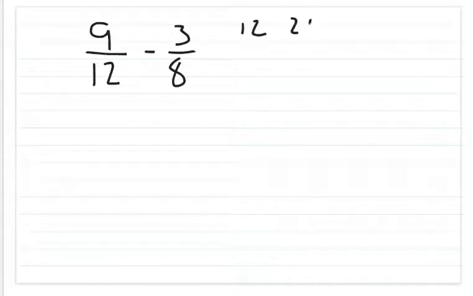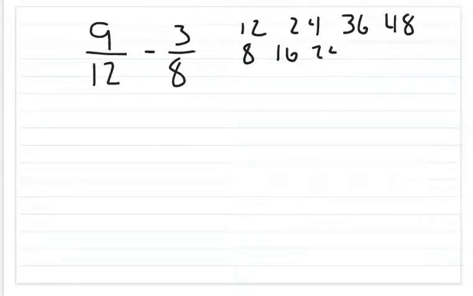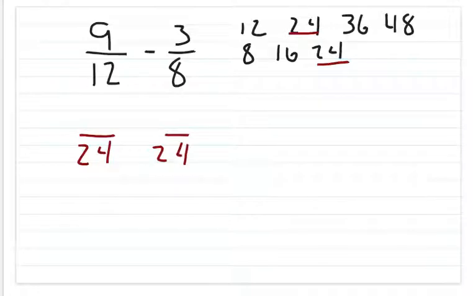So we know it's 12, 24, 36, 48. So I'll list the first few. All right, then I list my multiples of 8 as 8, 16, 24. Oh, found it. Right there. 24 is my least common multiple, and it's going to be a good common denominator to use. So now I'm going to change, or rename, both of these fractions as fractions over 24. Well, how did I go from 12 to 24? I multiplied by 2. So I have to multiply the numerator by 2.